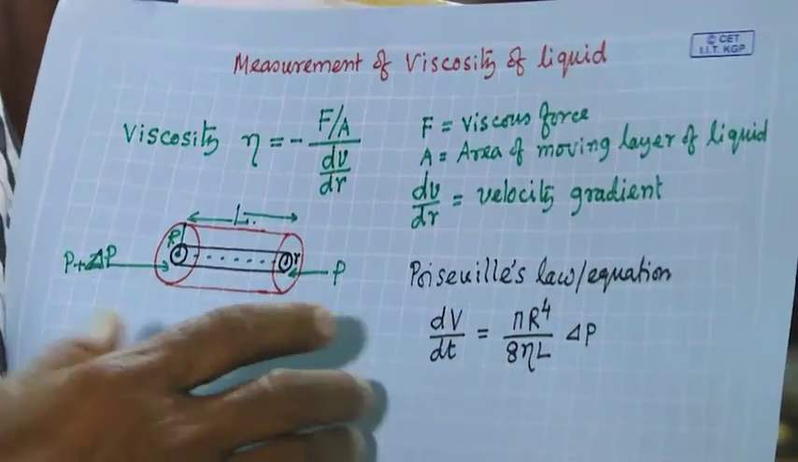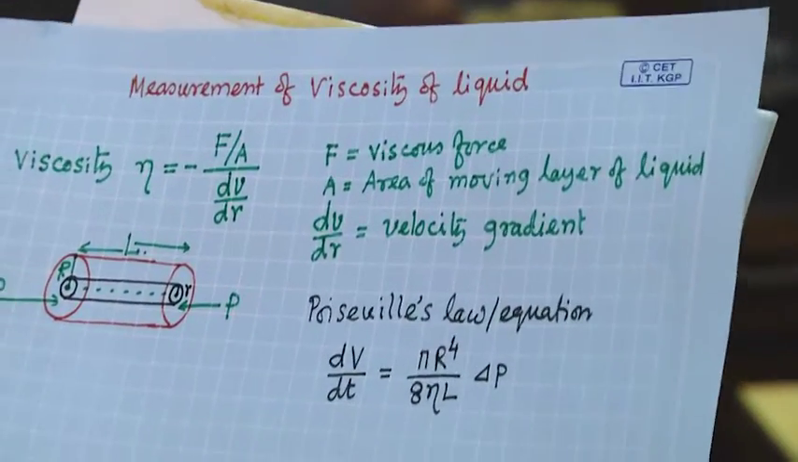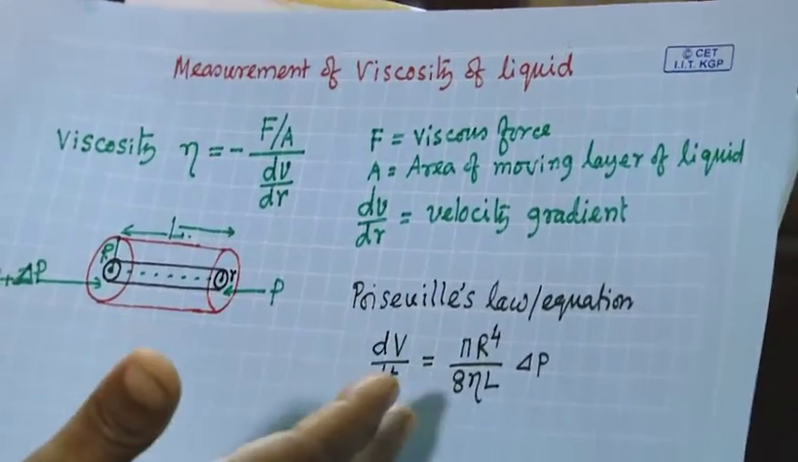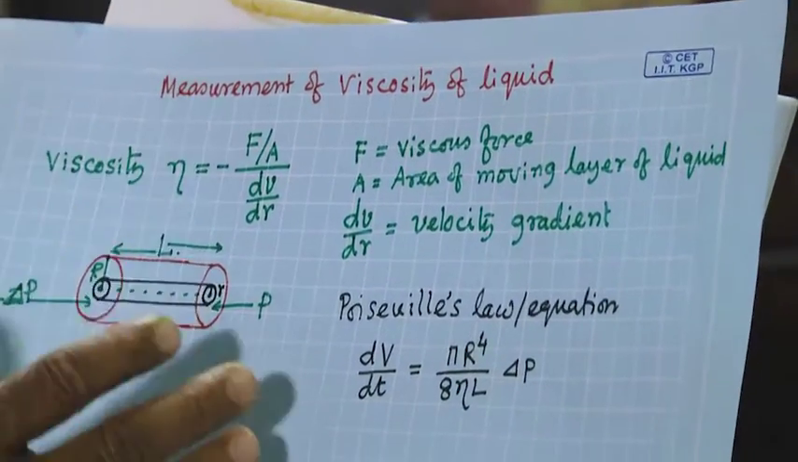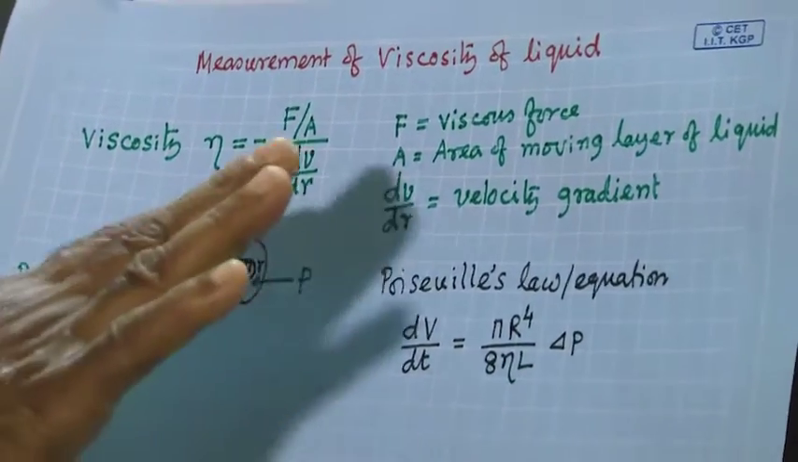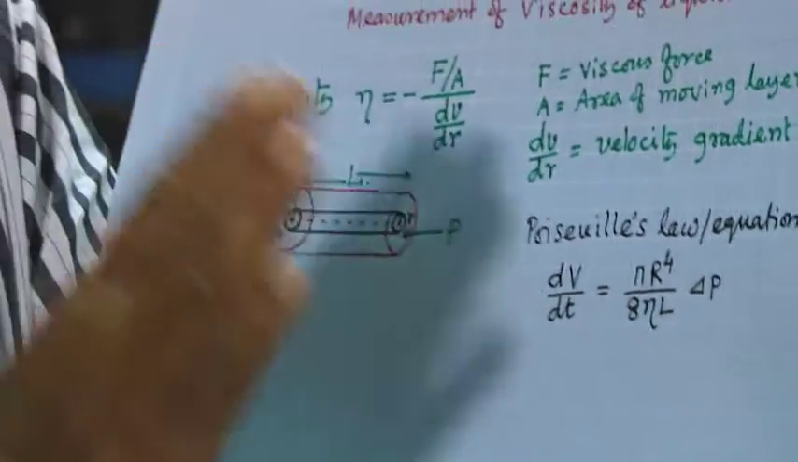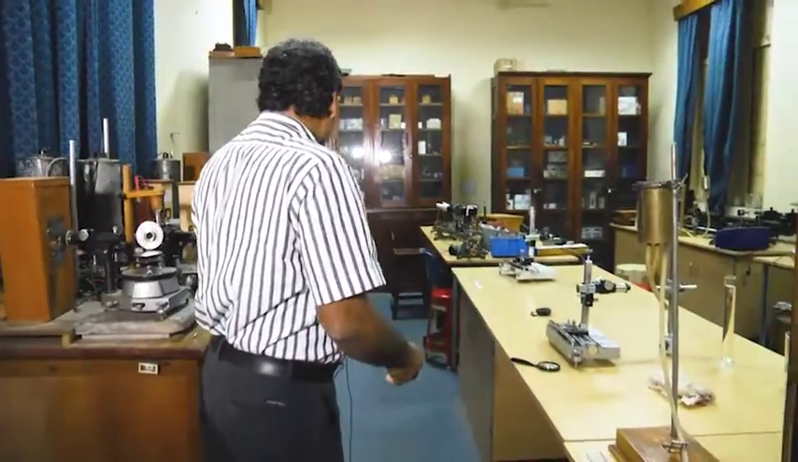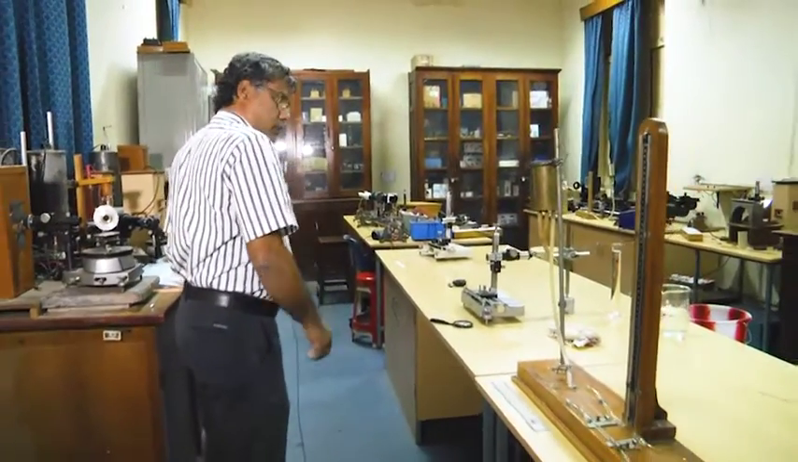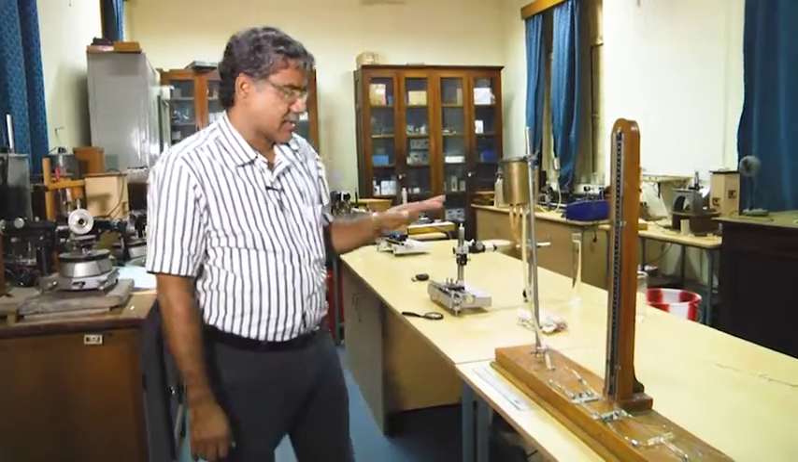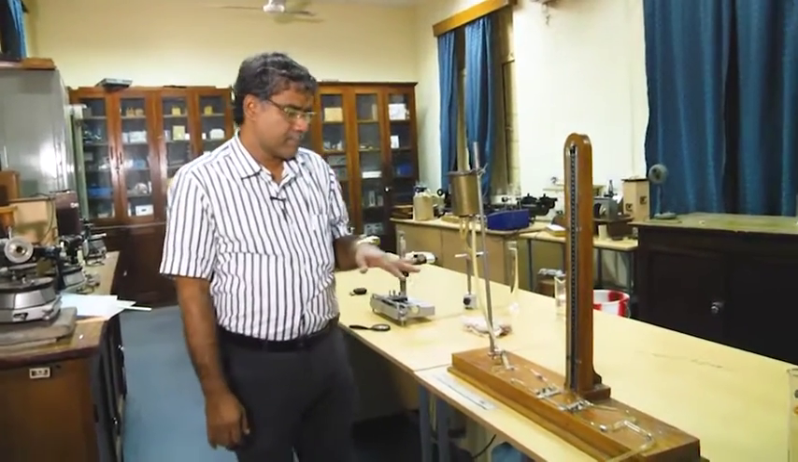Okay. So this is the working formula for measuring the viscosity of a liquid for this particular experimental geometry. So I will show this experimental geometry now. So this is the experimental setup.